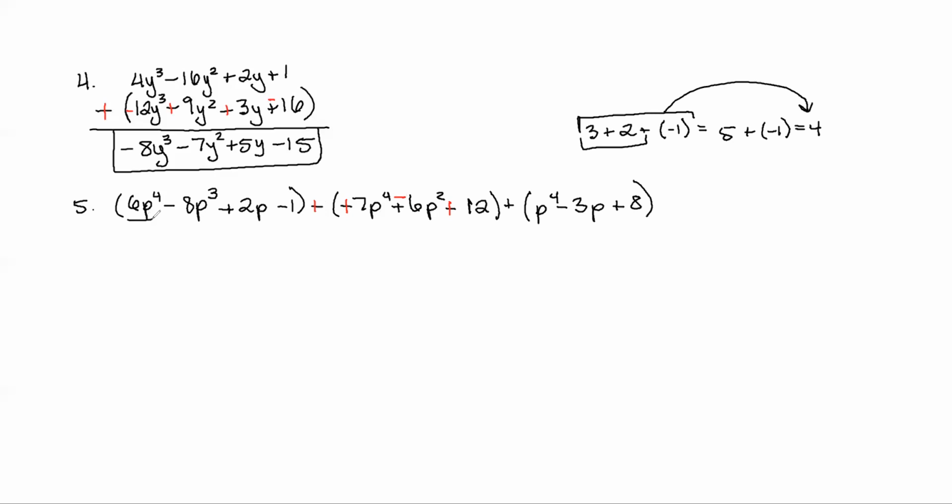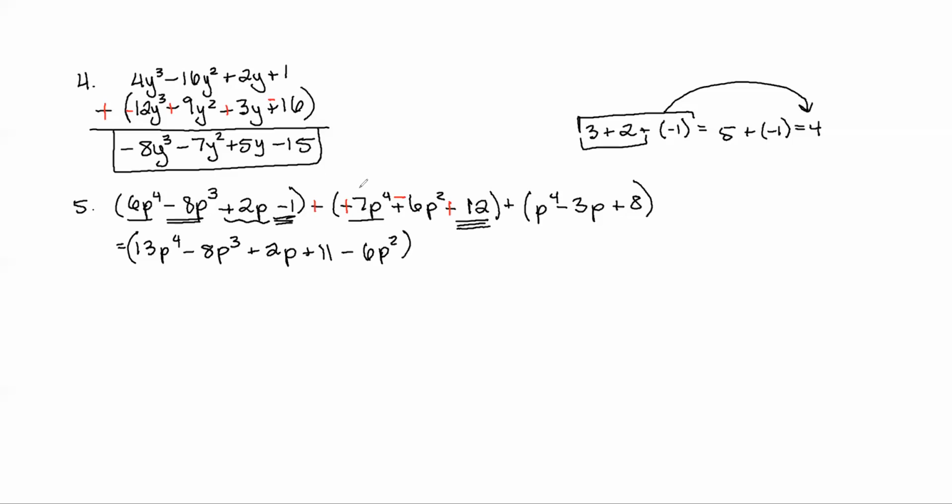So 6p to the 4th plus 7p to the 4th is 13p to the 4th. Negative 8p cubed. We don't have an 8p or p cubed here, so I'm just going to bring down minus 8p cubed. 2p. There isn't a p term here either, so plus 2p. And then minus 1 plus 12 is a positive 11. Don't forget the one that you didn't combine yet. So this negative 6p squared, I'm going to leave it as just a negative 6p squared without the plus sign. Those are the first 2 combined.